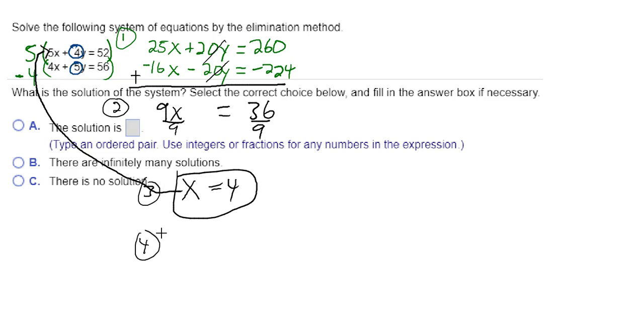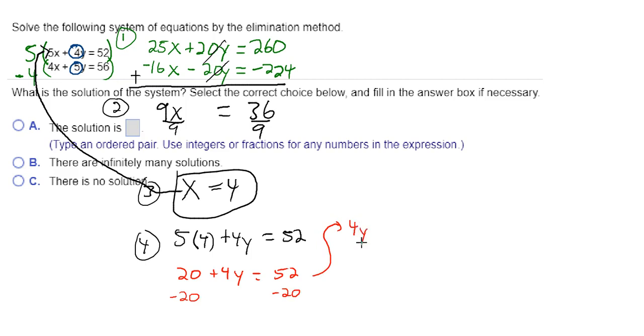All right, so this is step 4 here. We'll have 5 times, in place of x, we're going to plug in 4, plus 4y equals 52. And then we're going to solve that for y. So we'll get 20 plus 4y equals 52. We'll subtract the 20 to the other side. We'll get 4y is equal to 32. Divide by 4 on both sides, we get y is equal to 8. So my final answer here is 4, 8.